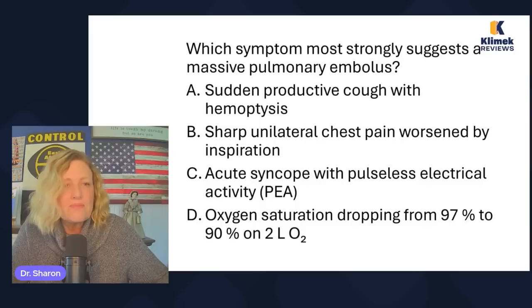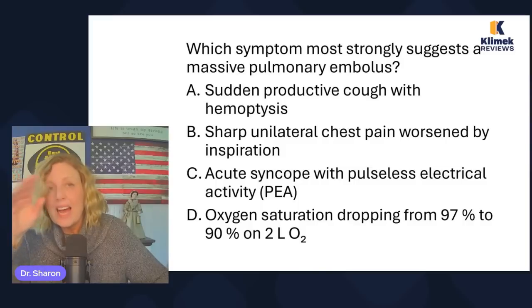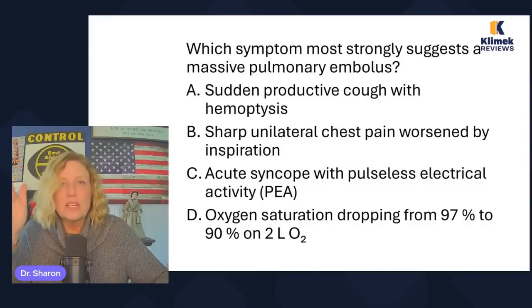Which symptom most strongly suggests a massive pulmonary embolus? A: Sudden productive cough with hemoptysis. B: Sharp unilateral chest pain worsened by inspiration. C: Acute syncope with pulseless electrical activity. D: Oxygen saturation dropping from 97 to 90. Okay, all of these are symptoms of PE. A, B, and D are classic symptoms of PE. They're sudden cough, sharp pain, oxygenation dropping. What's not common is pulseless electrical activity.